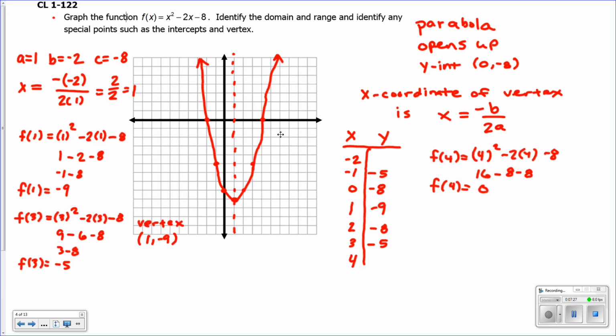So x-intercepts. We're at 4, 0 and negative 2, 0. Our vertex was 1, negative 9. Our y-intercept is 0, negative 8.